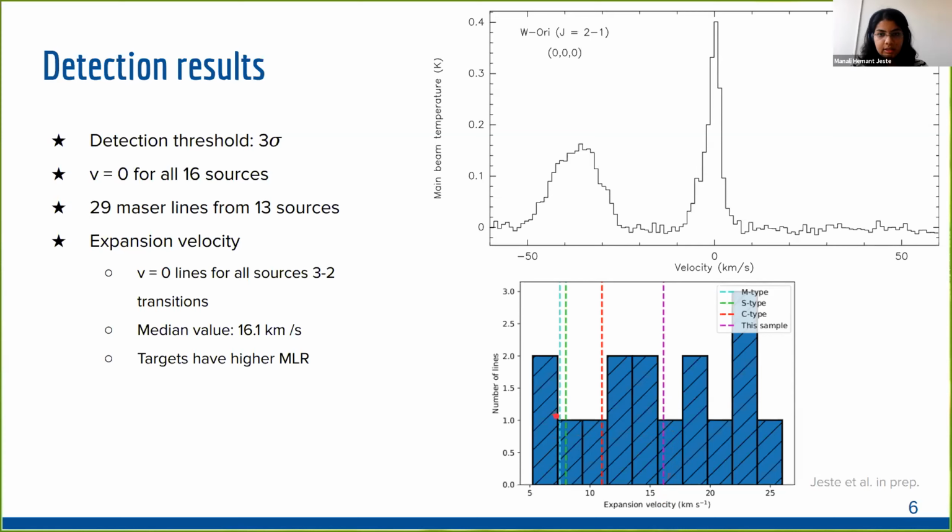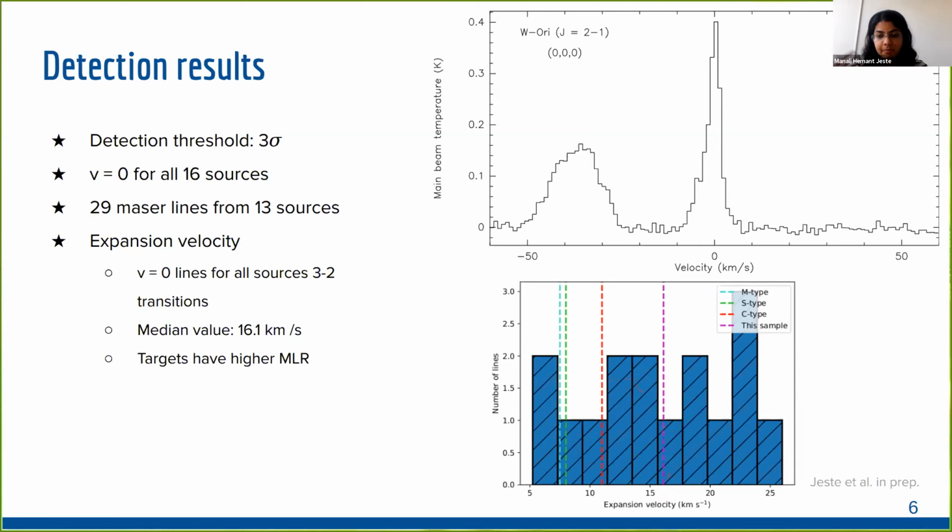And the other lines are from the literature, these markings from Ramstedt 2009. Blue is the expansion velocity of M-type stars, green is of S-type stars, and red is of C-type stars. You can see that our sample has higher expansion velocities, which could be because the targets we are using have higher mass loss rates.